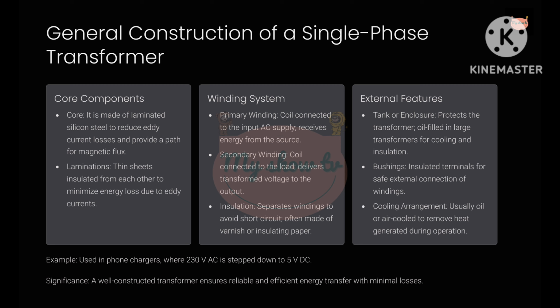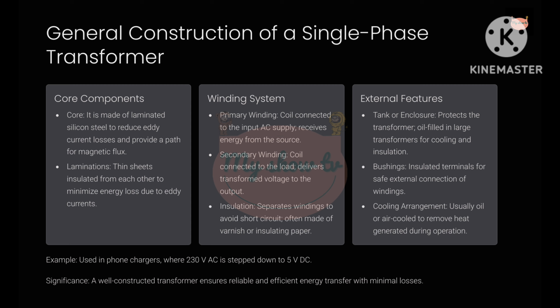6. Tank or enclosure. In large transformers, all parts are housed in a tank filled with insulating oil, which also helps in cooling. 7. Bushings. These are the terminals where the windings connect to external wires. They are well insulated to handle high voltages. 8. Cooling arrangement. Transformers get hot during operation. To keep them from overheating, we use oil, fans, or radiators for cooling.